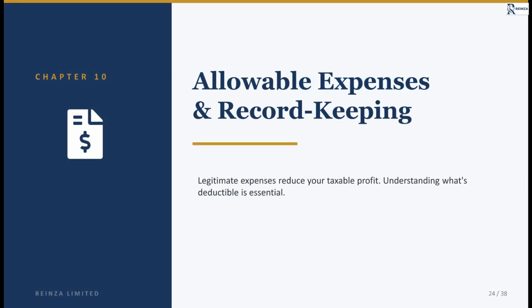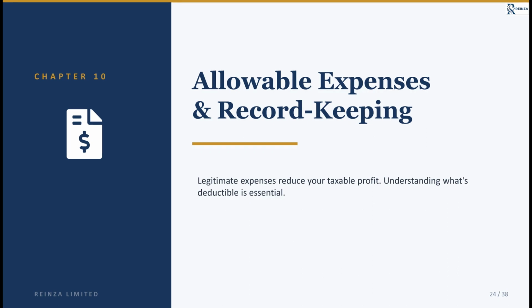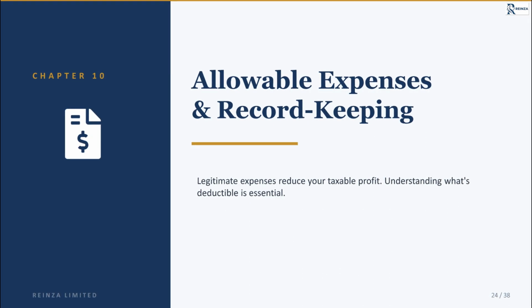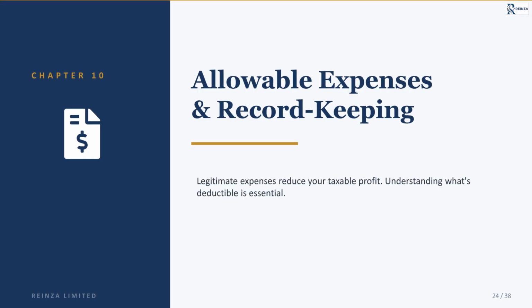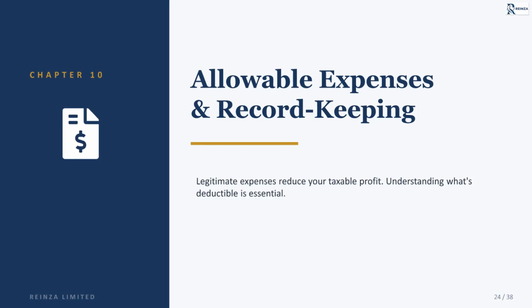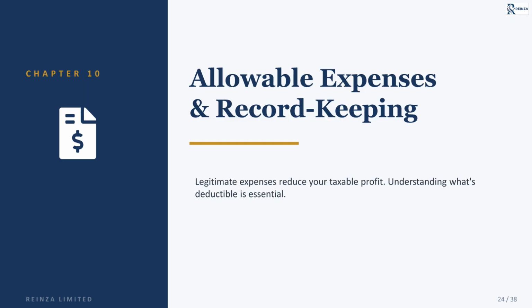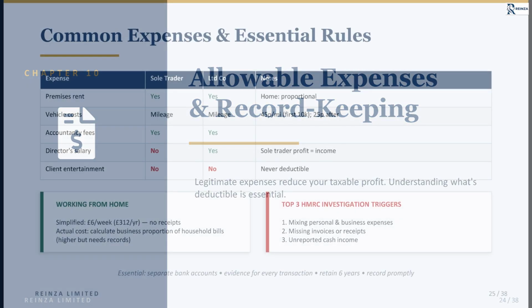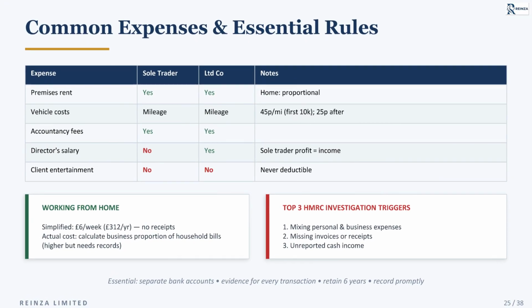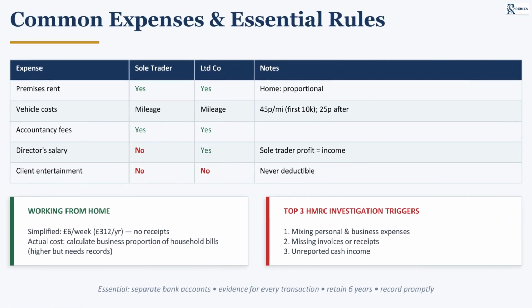Chapter 10. Allowable expenses and record keeping. Getting your expenses right is crucial. Every legitimate business expense you claim reduces your taxable profit, which directly reduces your tax bill. But you must understand what is and is not deductible. And you must keep proper records. Let me run through the most common expenses and whether they are deductible.